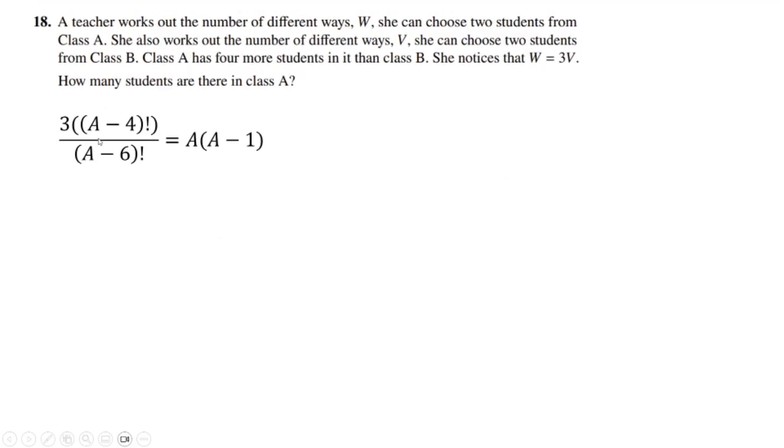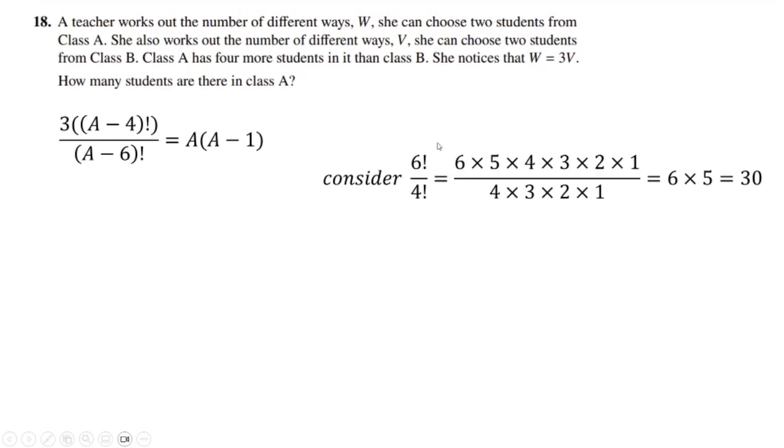The same thing can be said for A minus 4 factorial over A minus 6 factorial. Consider 6 factorial over 4 factorial: you're left with 6 times 5. If A is equal to 10, which is what we're assuming here, we have A minus 4 times A minus 5 here, and we also have the 3 here, so we can replace that with that. Now this is an equation that I know how to solve.